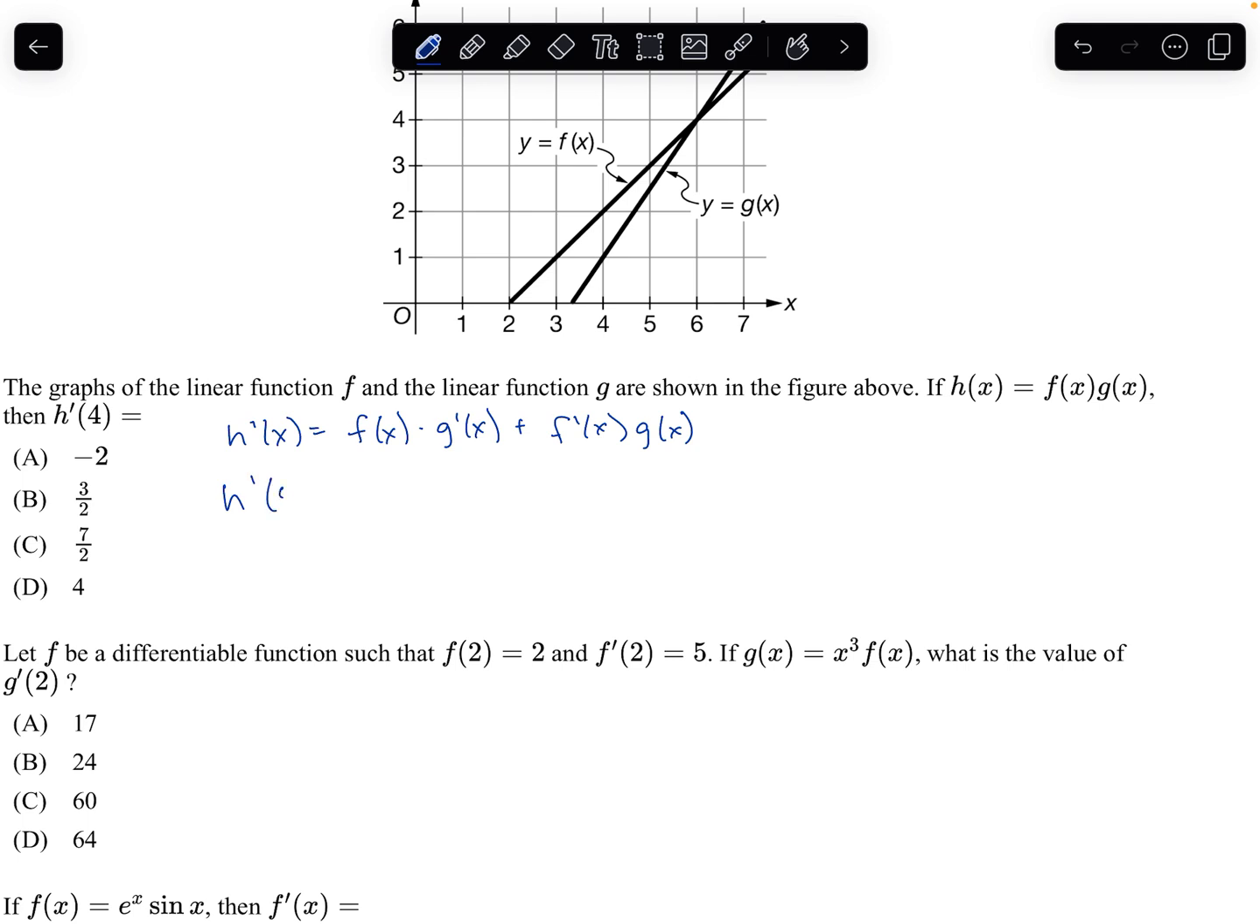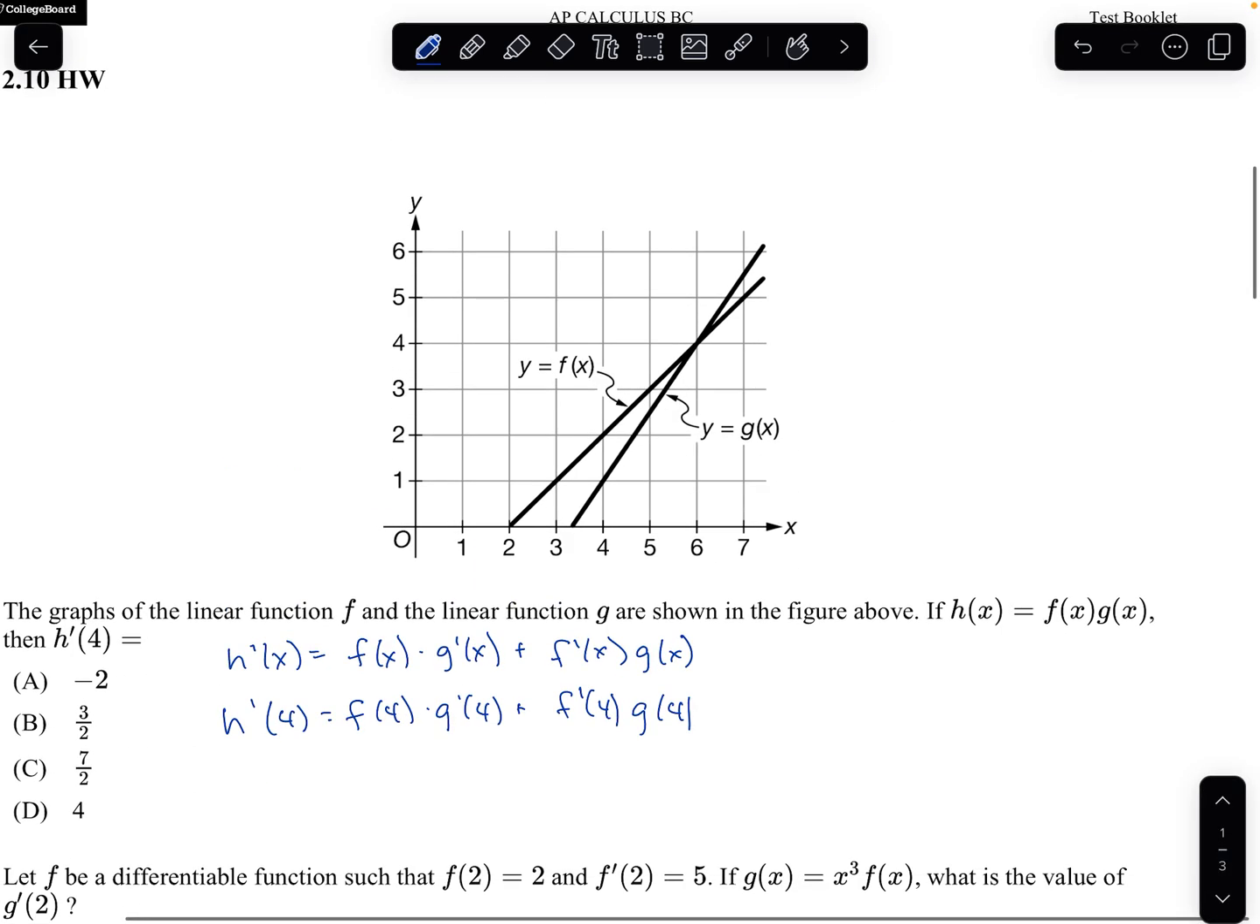And then h prime of 4, I'm going to plug that in. That's going to be f of 4 times g prime of 4 plus f prime of 4 times g of 4. And I'm going to get all this information from the graphs that are up here. So here's the function of f. So let's get what we need from here.